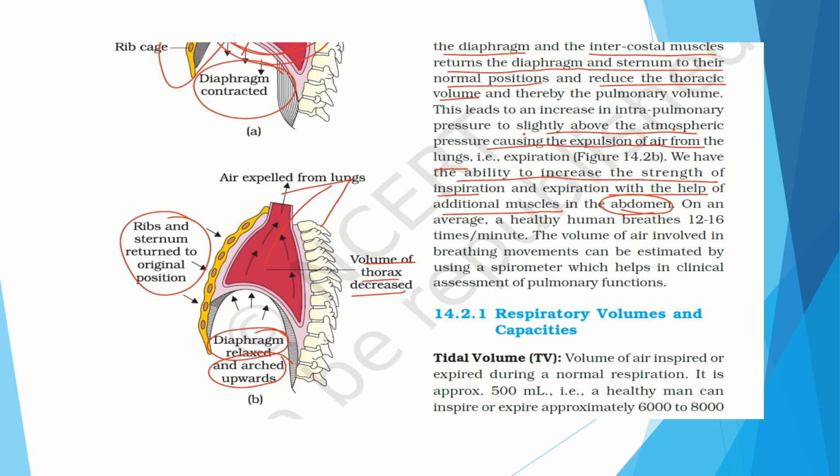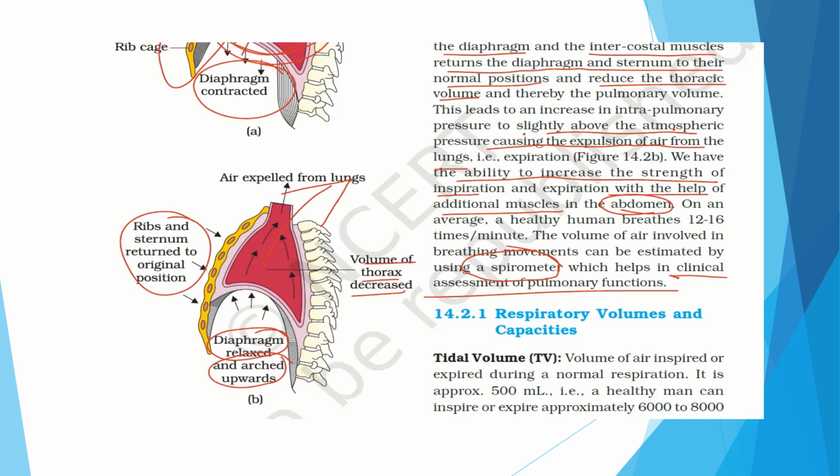On an average, a healthy human breathes 12 to 16 times per minute, and the volume of air involved in breathing movements can be estimated by using a spirometer. So what is the instrument used to measure the inspiration and expiration? That is called the spirometer, which helps in the clinical assessment of the pulmonary functions. So is it clear to all of you?